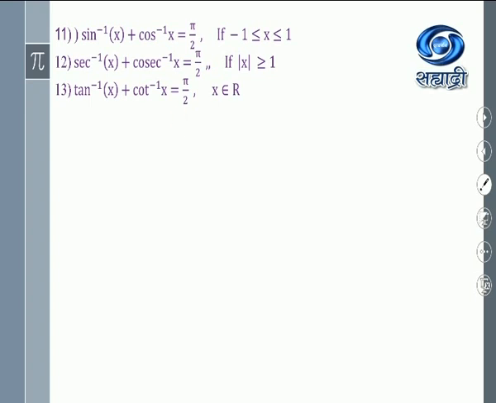See how these are used in calculus. Suppose you are asked to find the derivative of sin inverse x plus cos inverse x. No need to find the derivatives of sin inverse and cos inverse separately and then add them. Actually, you will get the same answer, no doubt, but it takes much time. But if you remember this property, you write y is equal to pi by 2, and pi by 2 is a constant, therefore its derivative is 0. Similarly for the remaining ones.